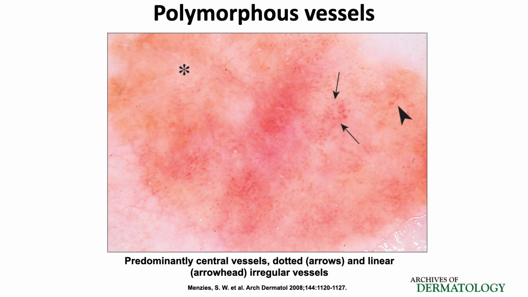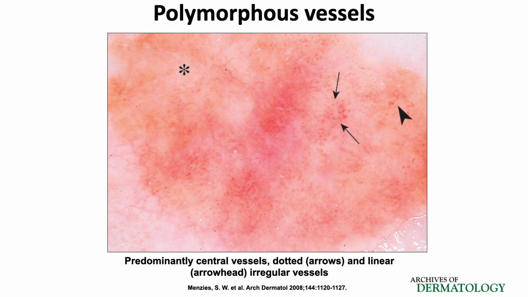In sum, the best descriptor of all of these different vessel patterns is the term polymorphous vessels, which Dr. Menzies published many years ago. Polymorphous vessels allow for us to group all of these different vessels under one term. So what is meant by polymorphous vessels is within this amelanotic, hypomelanotic melanoma, we have a milky pink area, we have dotted vessels, and we have linear irregular vessels.